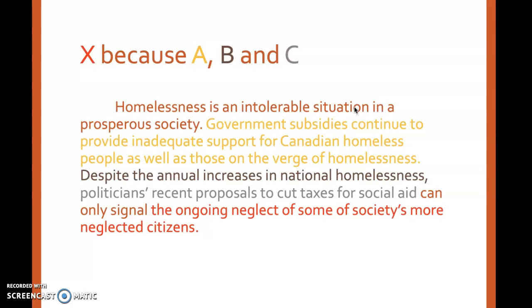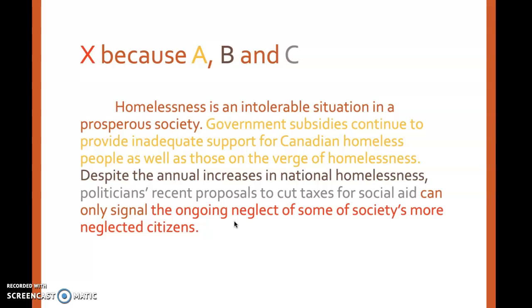After that, they're going to talk about what politicians are saying. Politicians are going to cut taxes for social aid. So, in that body paragraph, closer to the end of the paper, this person's really going to drive home their point that nothing's being done to help the homeless. Indeed, their X, their main point, is that society is continuing to neglect the most neglected citizens already. So it's getting worse and worse and worse. So the main point here is actually at the end.